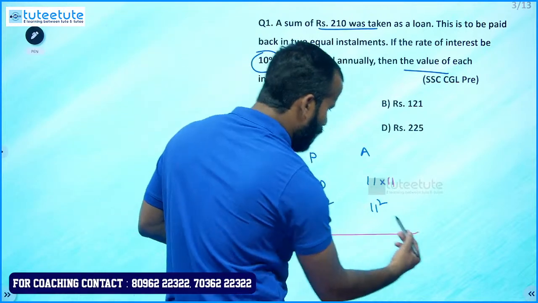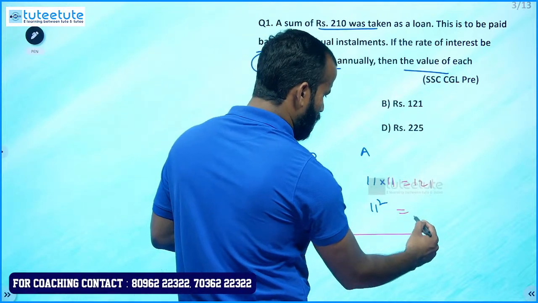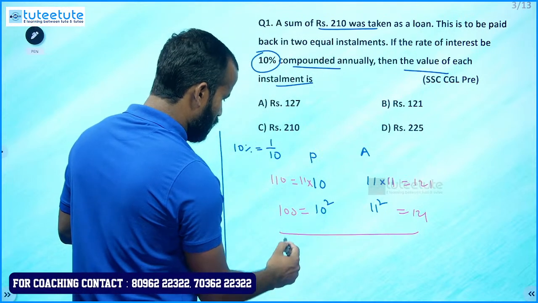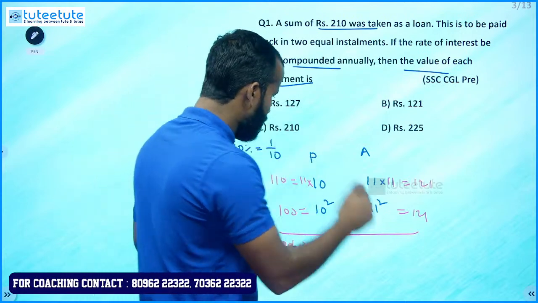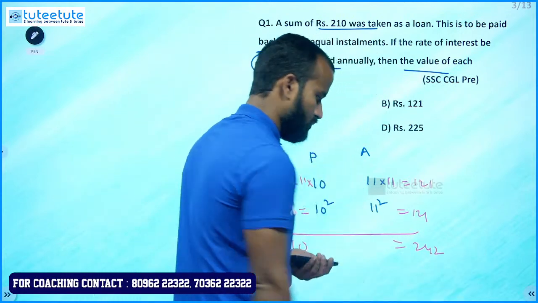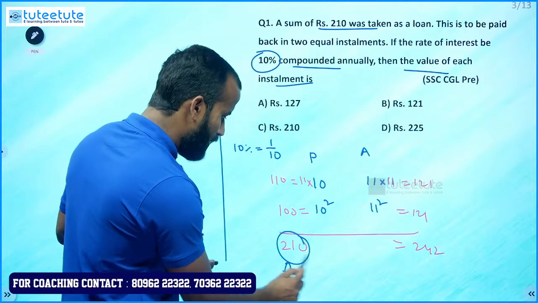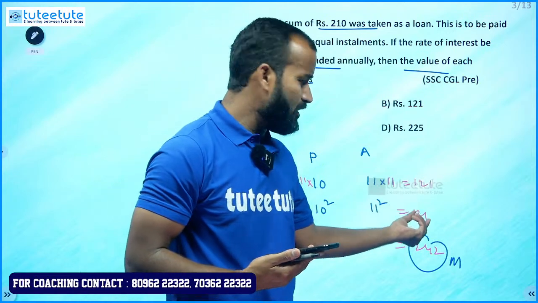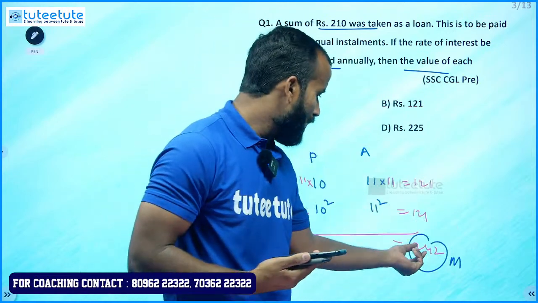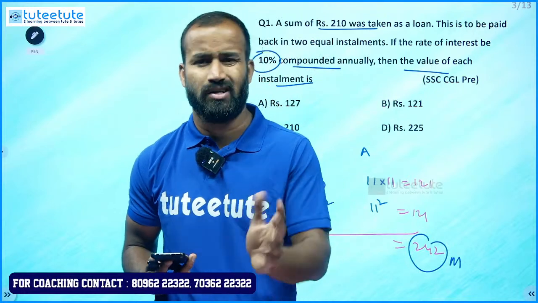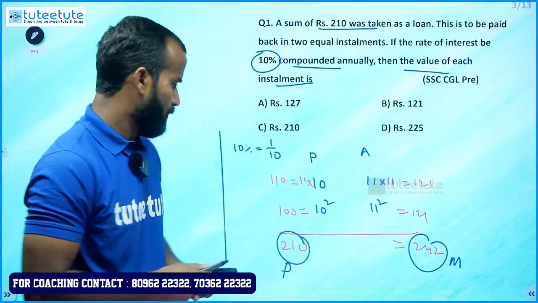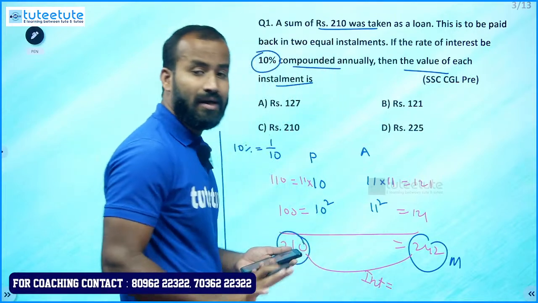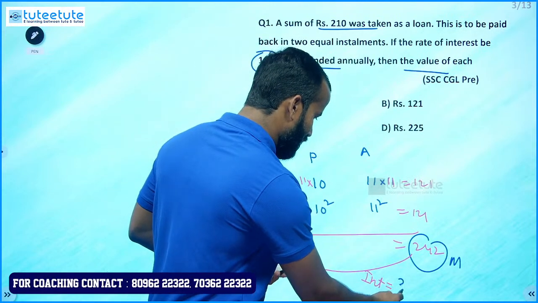So if you find now, this is 121, this is 121. Here this will be 100, this will be 110, so it will be 210. If you add these two, it will be 242. So this is the principal, and this is the total amount we get. This is one installment. At the end of 2 years, we are going to pay 242 parts. In terms of parts we are talking here. The difference between these two will be the interest, not compound interest, just interest. How much interest? 32 will be the interest.